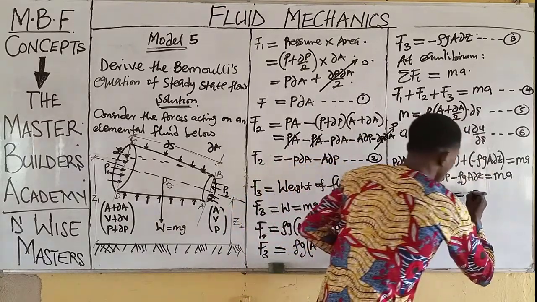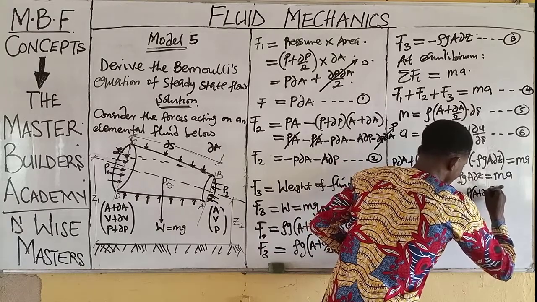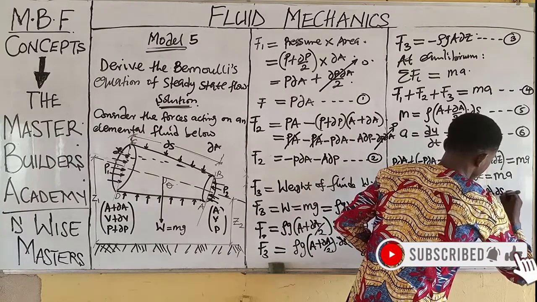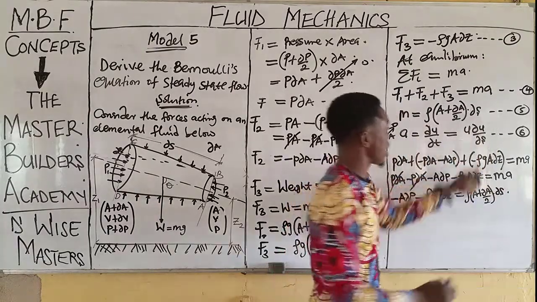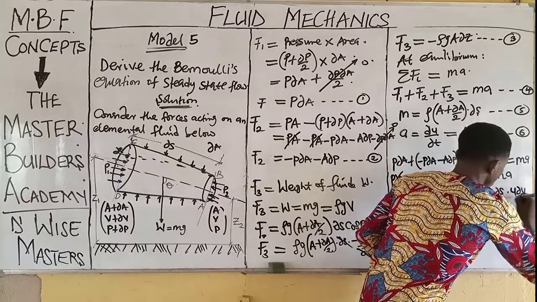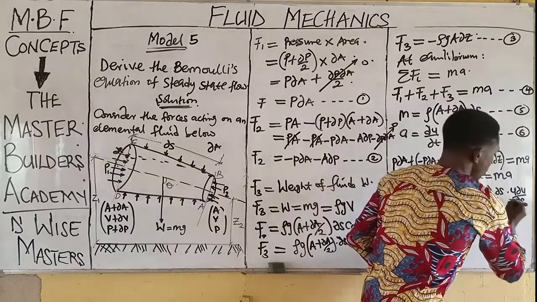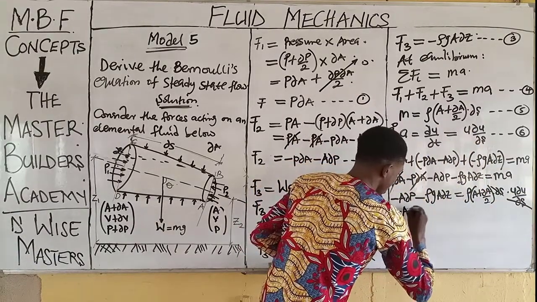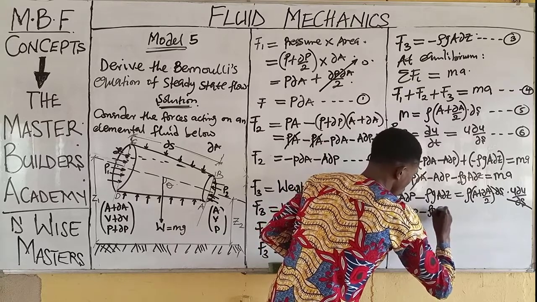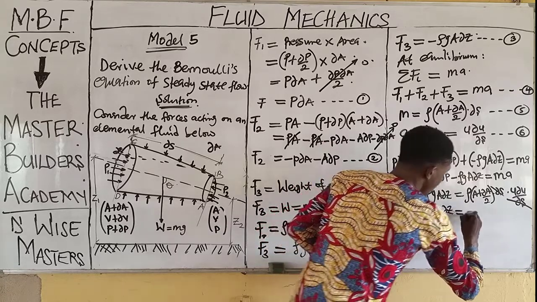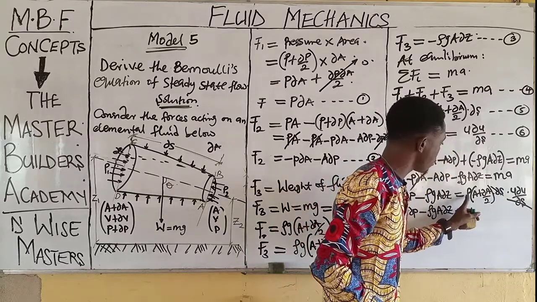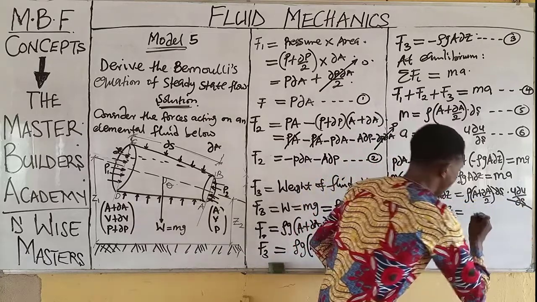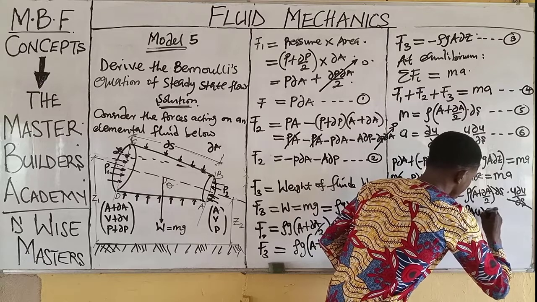The value of M is rho multiplied by A plus change in A over 2, multiplied by change in X, dot acceleration. What is acceleration? Acceleration is U change in U over change in X. Change in S takes care of change in X. Now the next is to expand. Then we have this as A change in P minus rho G A change in Z is equal to, when I multiply this out, I have rho multiplied by A multiplied by U change in U. Then I have rho A U change in U.